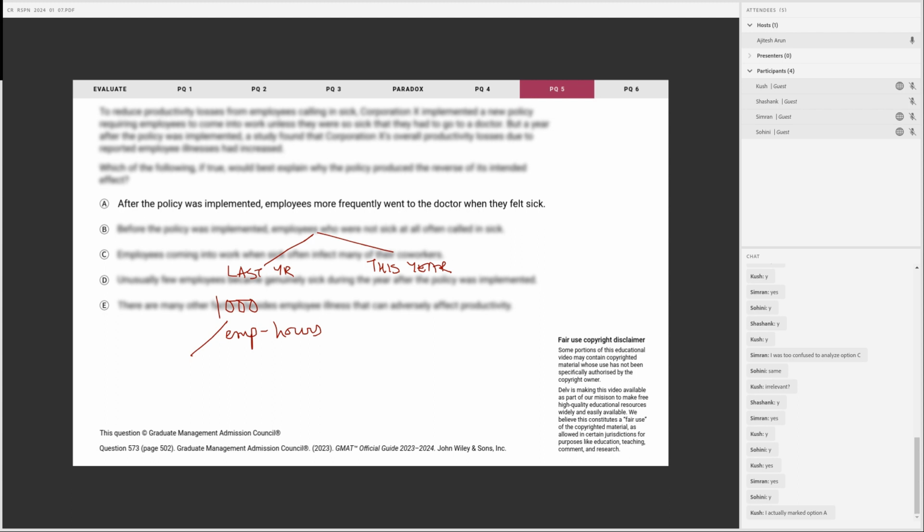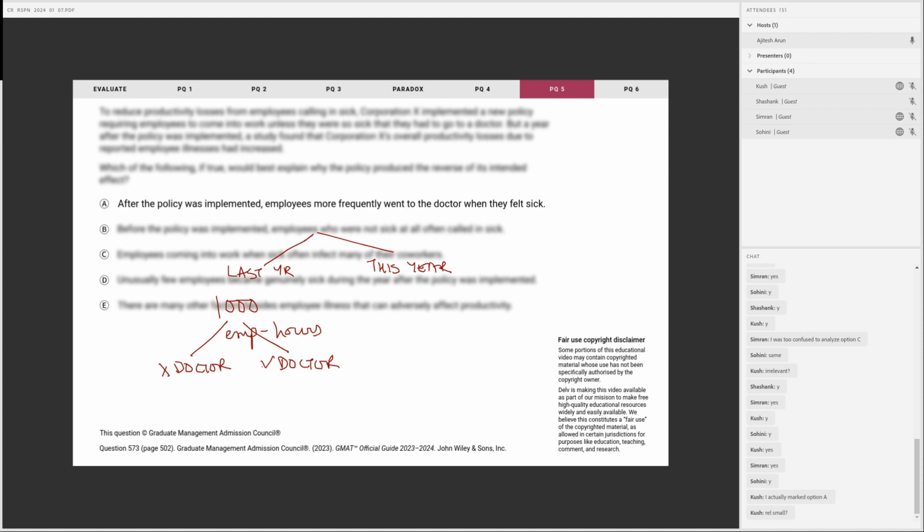What proportion of employees do you think would be so sick that they had to go to a doctor? You can come up with any number you want, but just give me an idea. Do you expect it to be a large proportion of this, or a relatively small proportion? Yeah, Kush is saying relatively small.